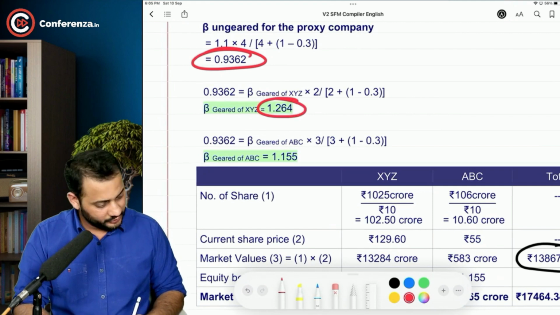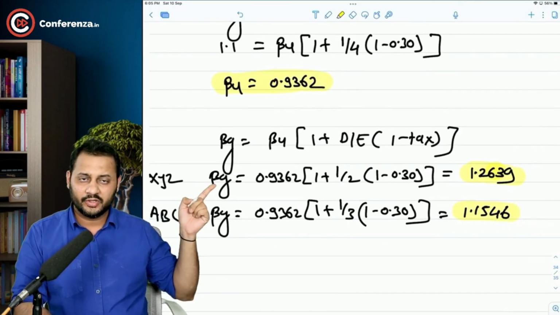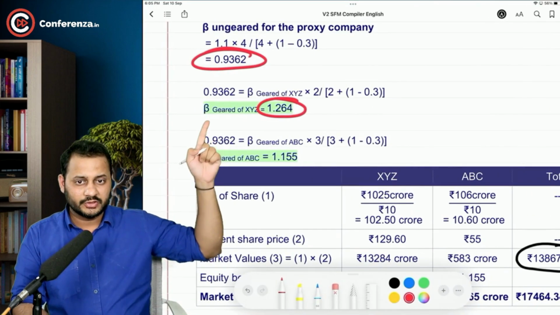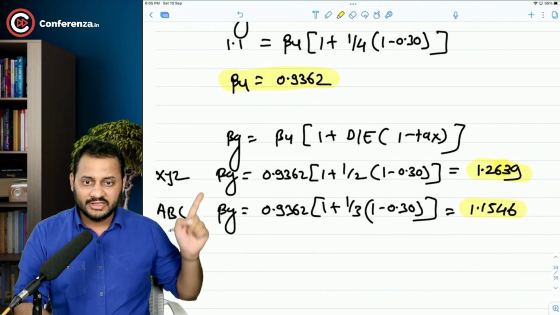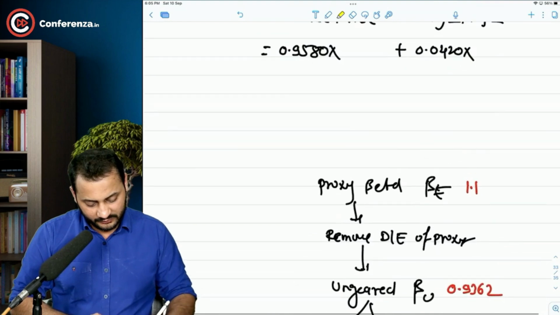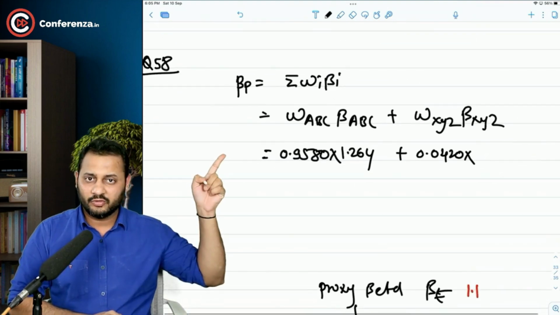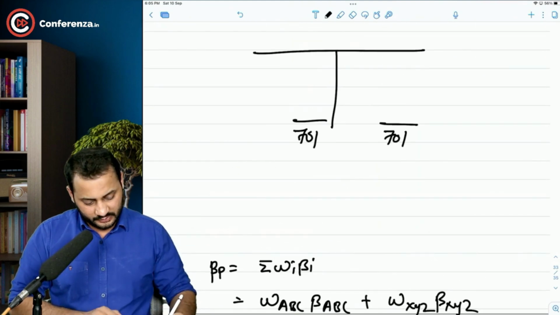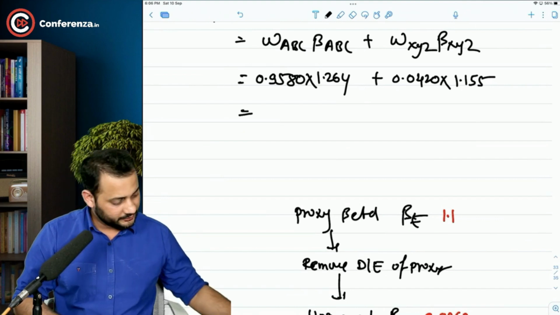1.2639 rounded off to 3 decimals will be 1.264, and 1.155 rounded off. Now these two figures will be used in the main formula. Let's have a look. 1.264 in this main formula of portfolio beta and 1.155. Let's do the multiplication.